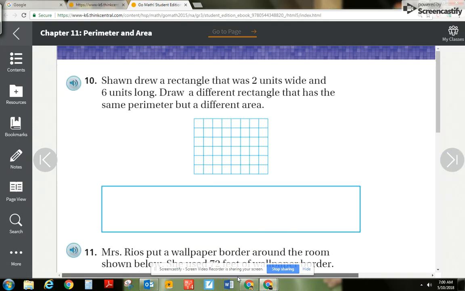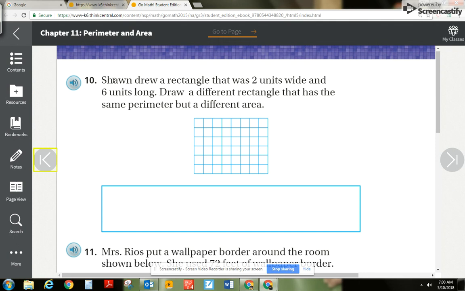Number 10. Sean drew a rectangle that was 2 units wide and 6 units long. Draw a different rectangle that has the same perimeter but different area. Number 10 is a tough problem. Lots of times kids really get thrown off with this blank here because they think that this is Sean's rectangle. This is not Sean's rectangle. We're going to draw our new rectangle here. So we got to really focus here. This is going to be some trial and error.